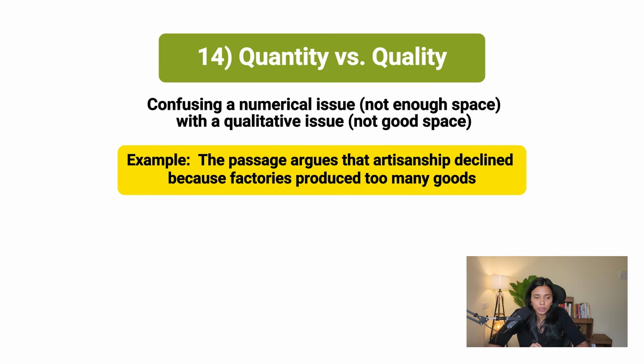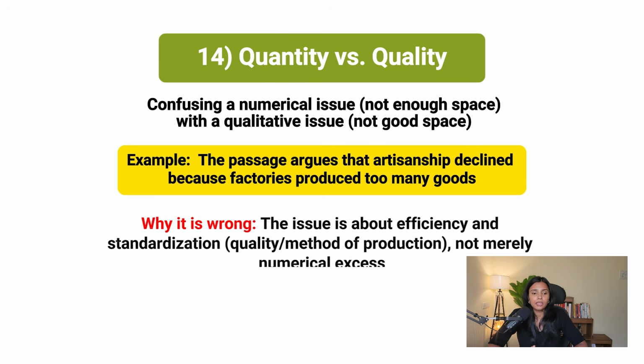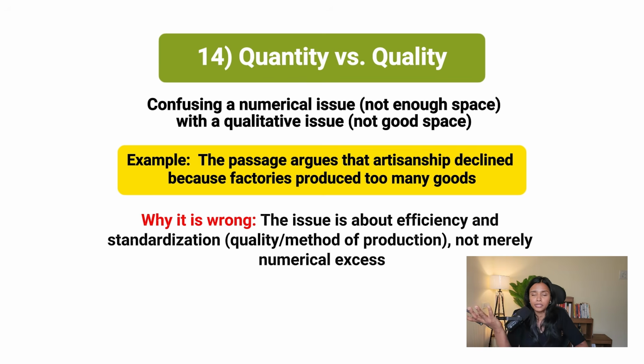Example: the passage argues that artisanship declined because factories produced too many goods. Again, this is wrong. Why? Because the author nowhere talked about quantity, nowhere talked about numerical excess. He was talking about qualitative things, quality.